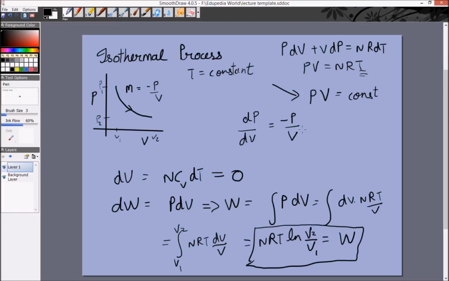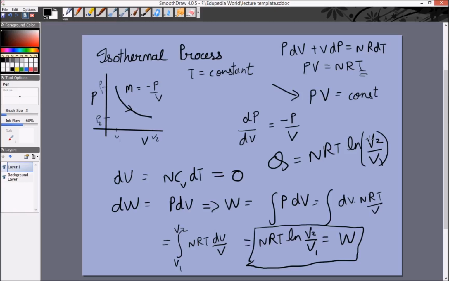So that is the total work done if I take a gas from volume 1 to volume 2 through an isothermal process. And we know that delta Q is equal to delta U plus delta W. Delta U is 0. So the heat given will also be nRT ln V2 by V1. So a certain amount of heat is given to the gas. All the heat goes into work done. None of the heat raises the internal energy of the gas.